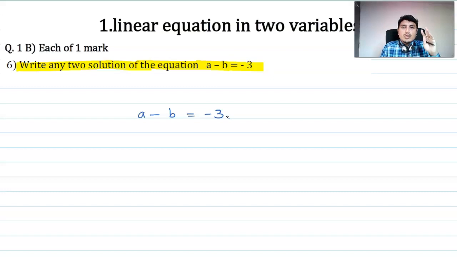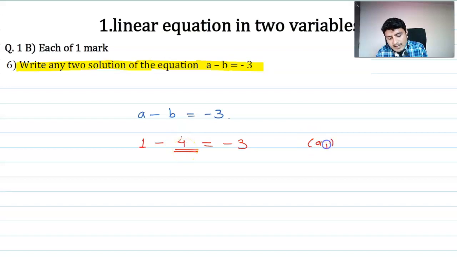You may choose your own values of a and try to evaluate b; that is a solution of the given linear equation in two variables. Let me choose the value of a as 1. So 1 minus something gives us minus 3, so we have 1 minus 4 is minus 3. So the values of a and b that satisfy the given equation are 1 and 4. That means (1, 4) is a solution of the given linear equation in two variables.